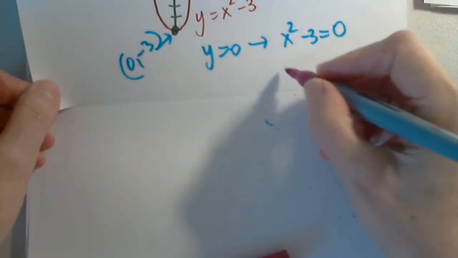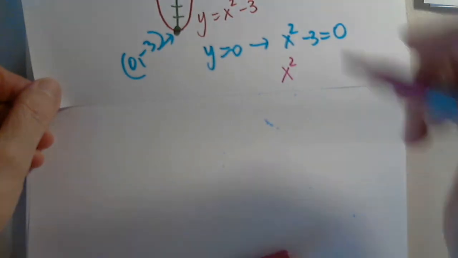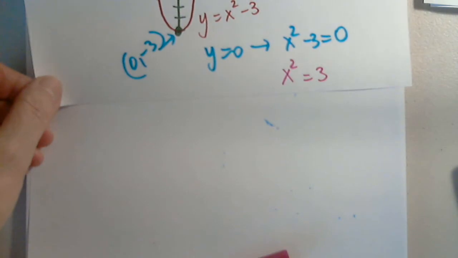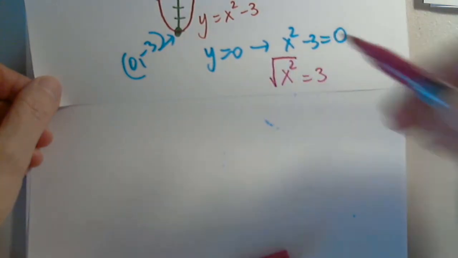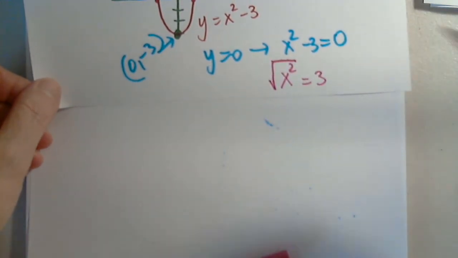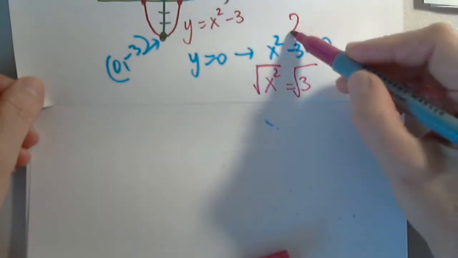Well, the easiest, yes, go ahead. Add 3 to both sides. Very good. Excellent. And then? And then it's called the square root. Excellent. But remember, we have to get 2 solutions.